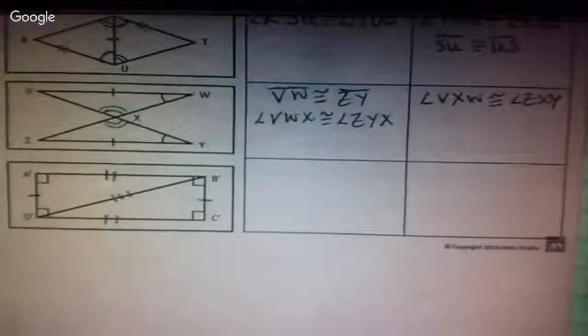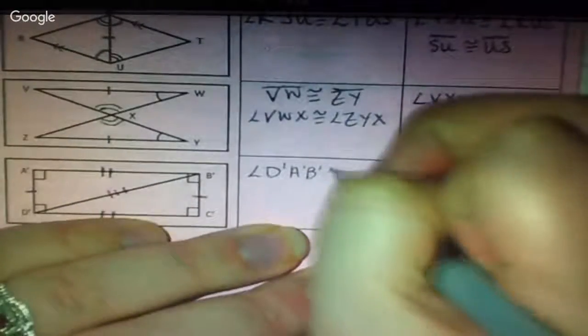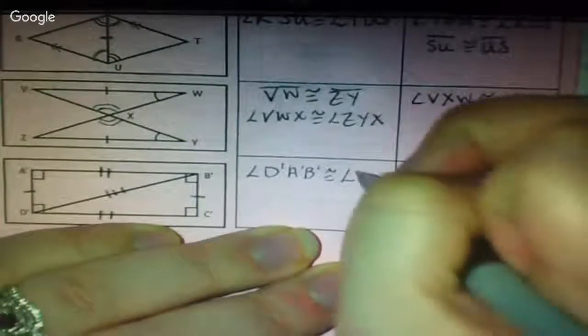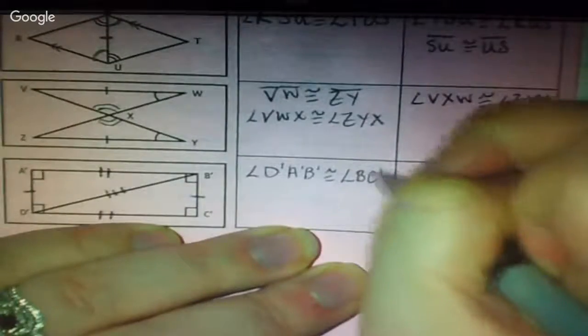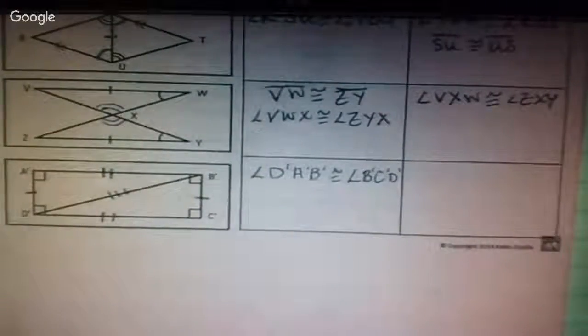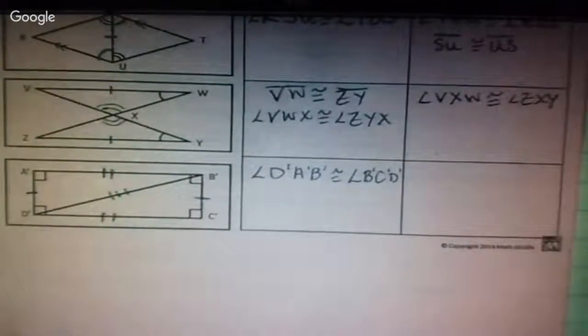So the only thing that they truly give us is angle D prime A prime B prime is congruent to angle B prime C prime D prime. Okay, and then you can give me any other piece of information you want.